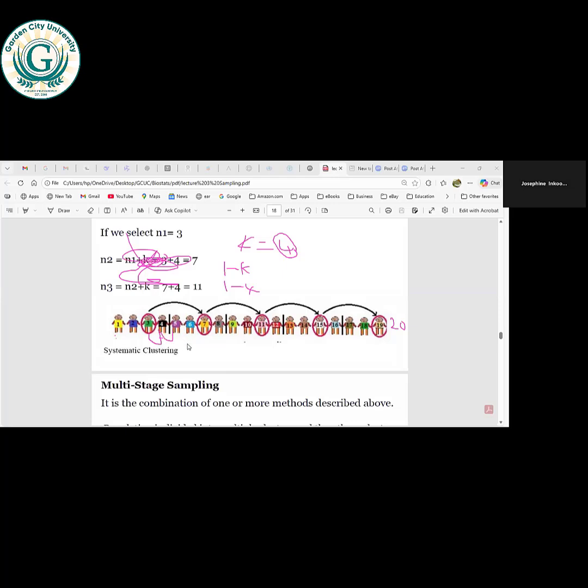1, 2, 3, 4. Then you just remove this folder from it. Then you count again. 1, 2, 3, 4. Do you get it? Then you take your folder. 1, 2, 3, 4. Then you take your folder. 1, 2, 3, 4. You take your folder.